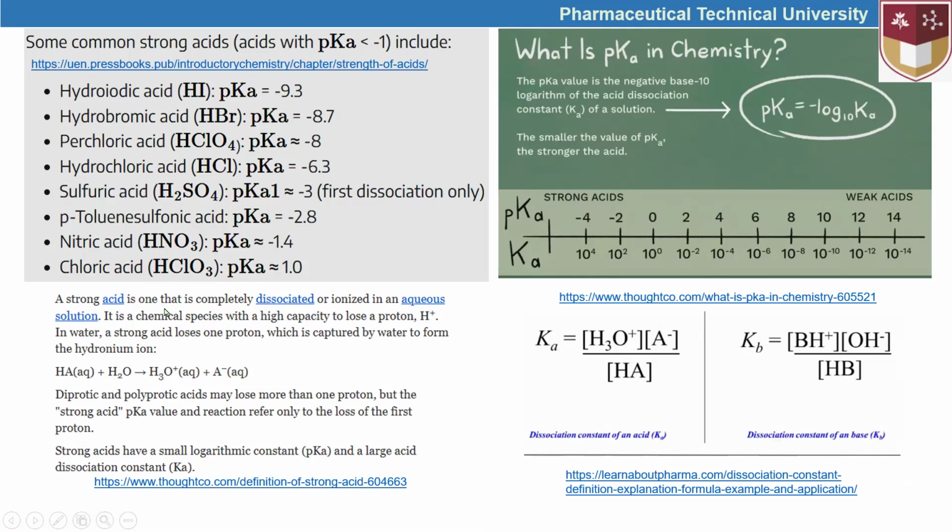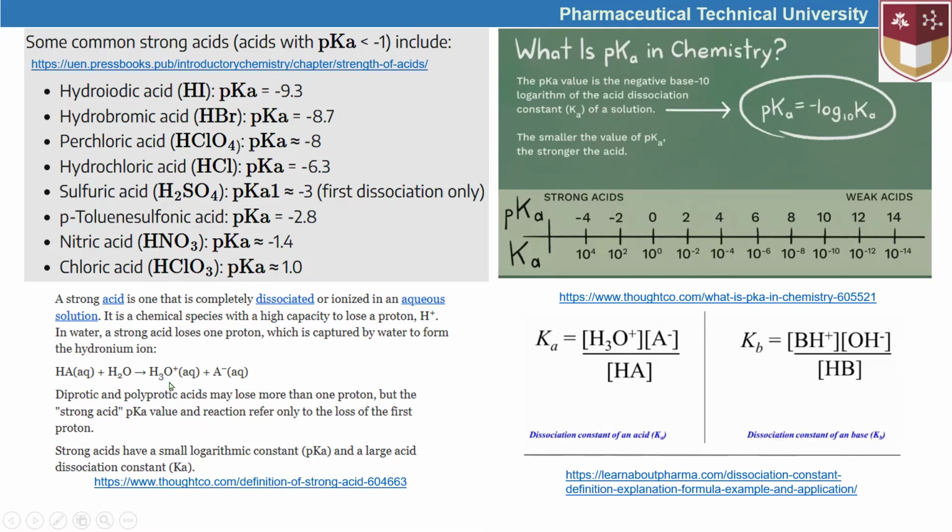A strong acid is one that is completely dissociated or ionized in an aqueous solution. It's a chemical species with a high capacity to lose one proton. In water, a strong acid loses one proton, which is captured by water to form hydronium ion. The point that I would like to highlight is that when we talk about the strength of acids, if they are diprotic acids, we mean the first dissociation only, not the second or the third protonization. Okay, this is about the formation of hydronium ions when the proton is released from the acid.